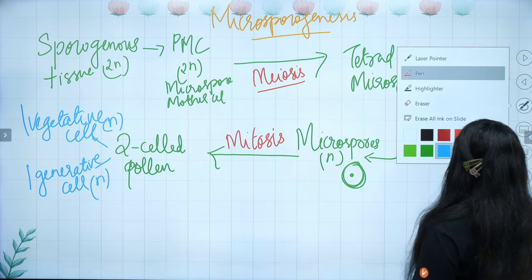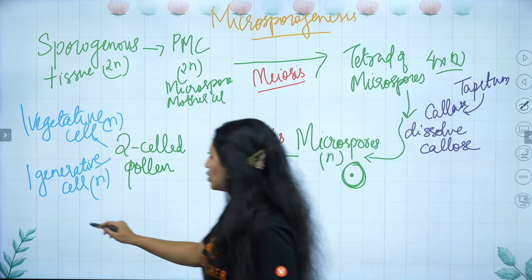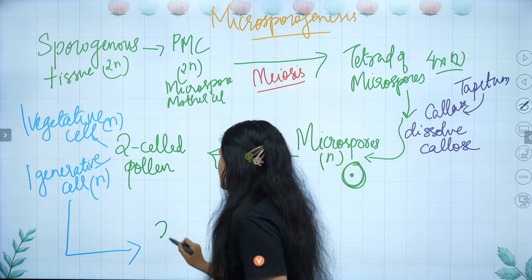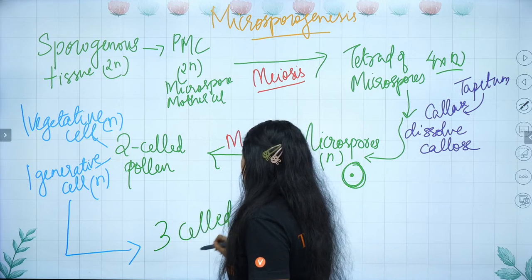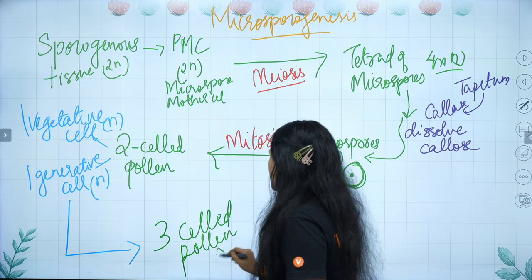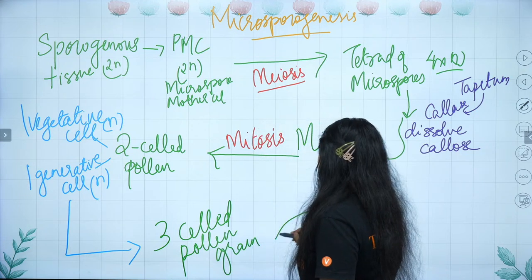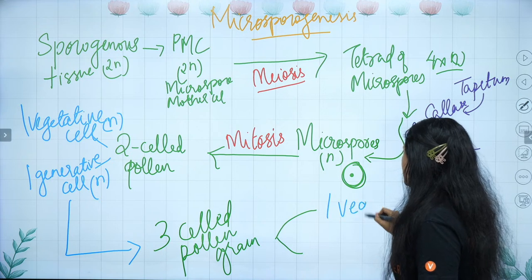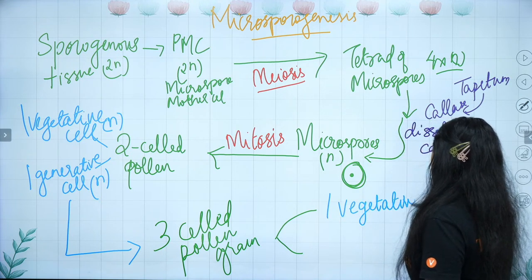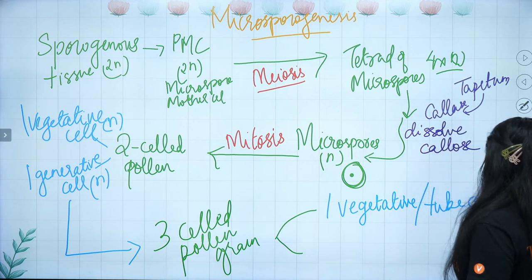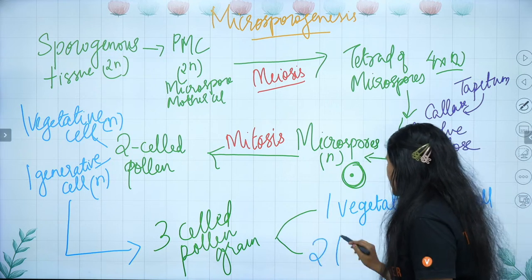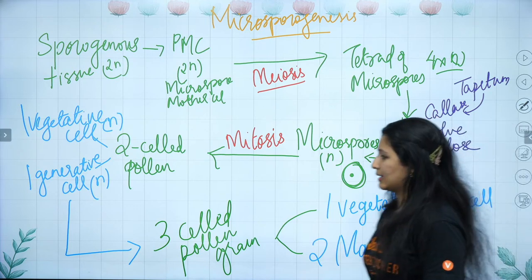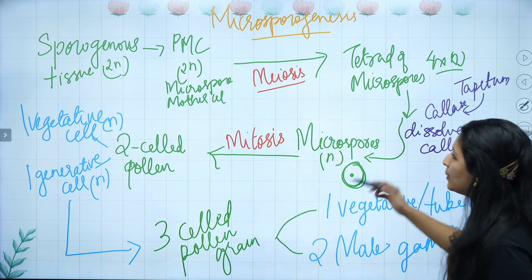Now out of this, this generative cell will undergo mitosis again, and then it will form the three-cell mature pollen grain. Now, how will that three cells be? It's going to have one vegetative cell, or tube cell, and it will have two male gametes. Yes, so vegetative cell and generative cell will be there.